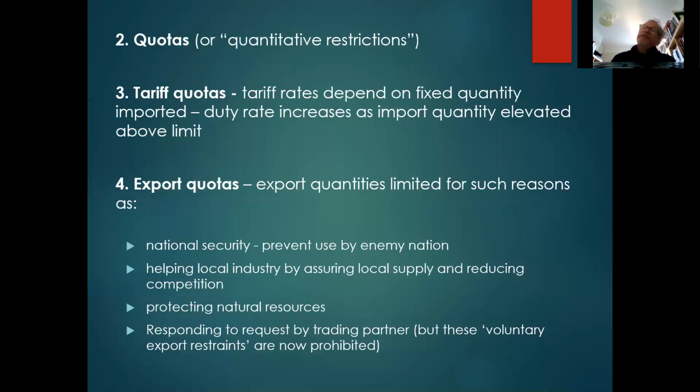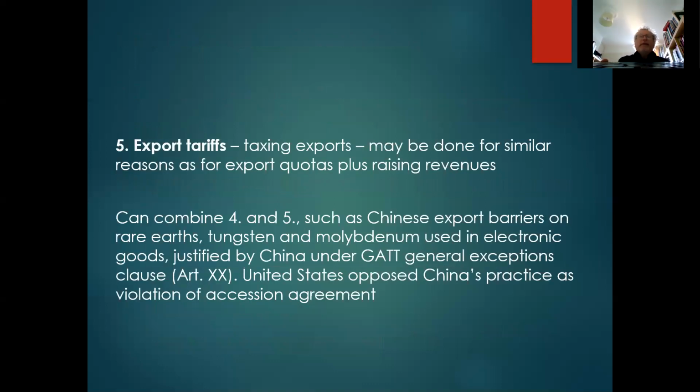Voluntary export requests. Well, these are now prohibited. So, for example, I mentioned cars, and suppose the United States says to Japan, well, can you please only send us no more than 10,000 cars? Japan says okay. This kind of collusion is not allowed anymore in trade law. Okay, and then 5, there are so-called export tariffs, right?